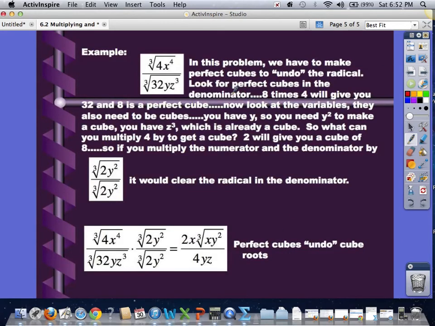All right, and the last example, I believe, is the cube root of 4x to the 4th power divided by the cube root of 32yz cubed. Okay? On this one, we have a cube root in the bottom, and we can't have that. We need to look at this, and we can look at this one a couple ways. In this problem, we have to make sure that everything, in order to undo it, is cubes. So we have to find perfect cubes in the denominator.